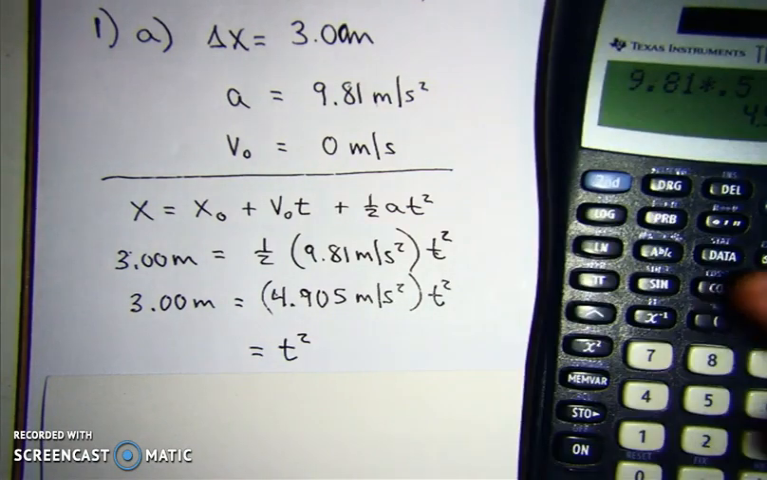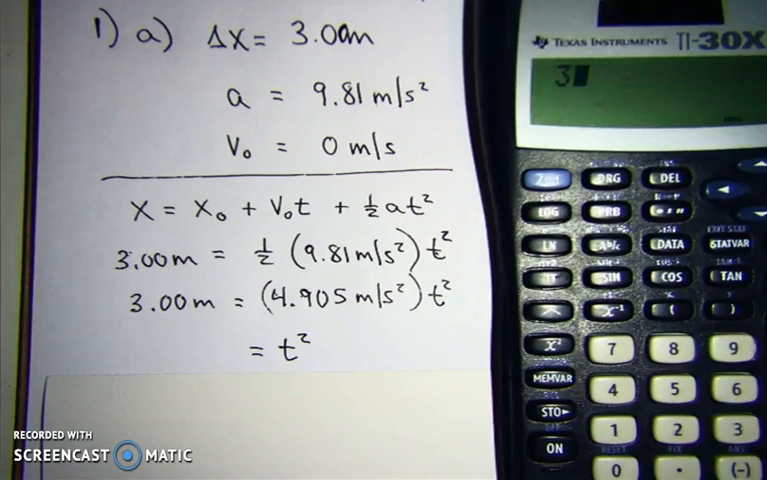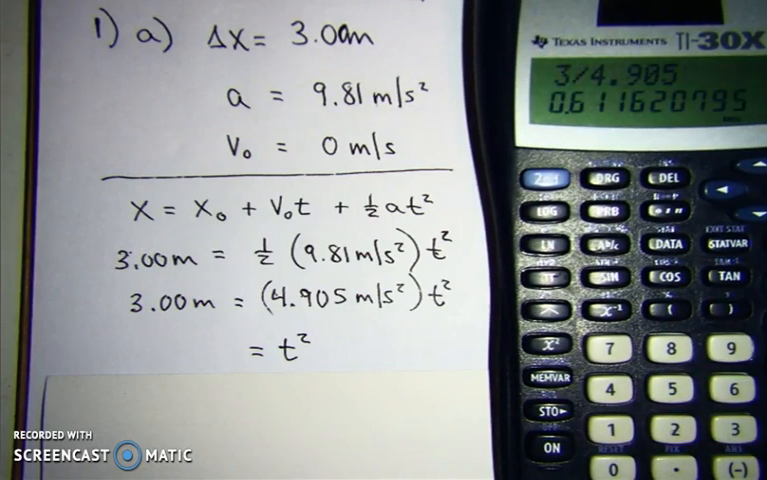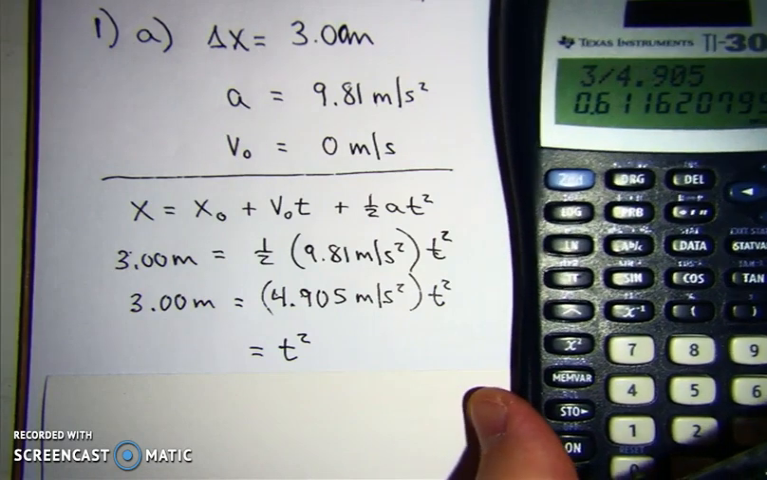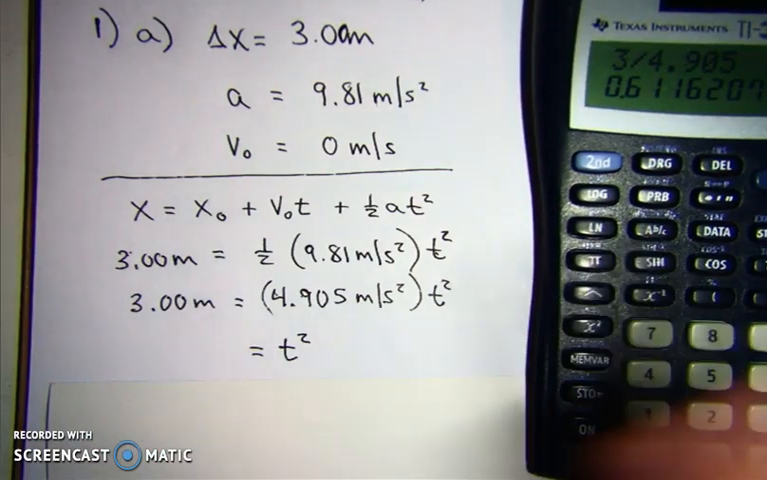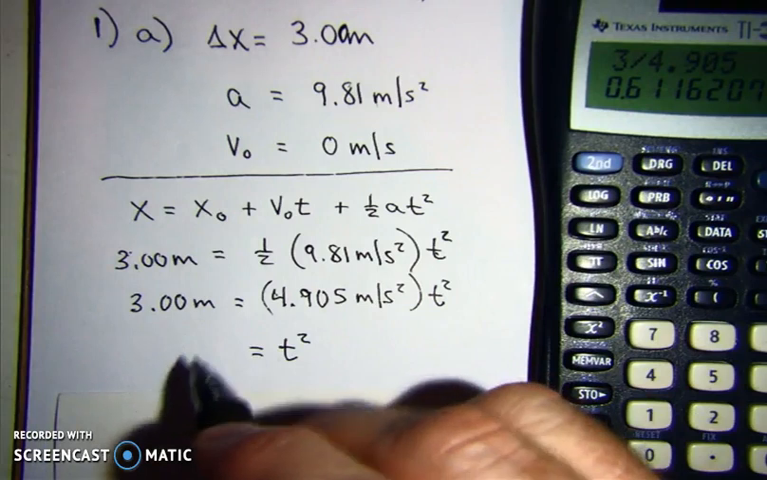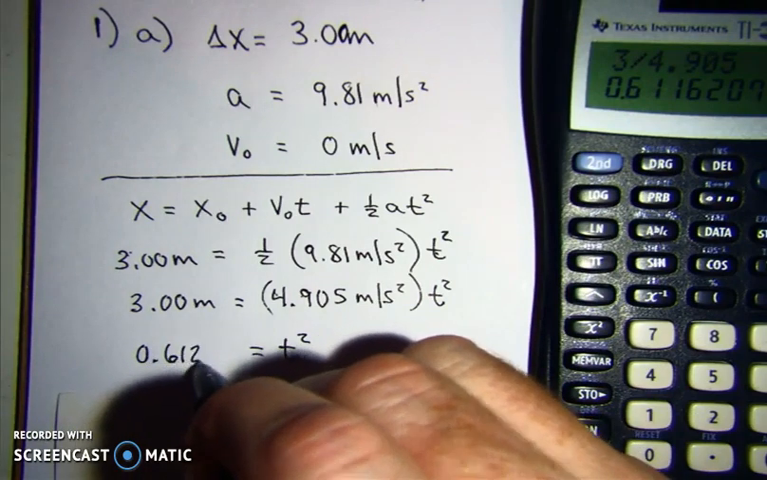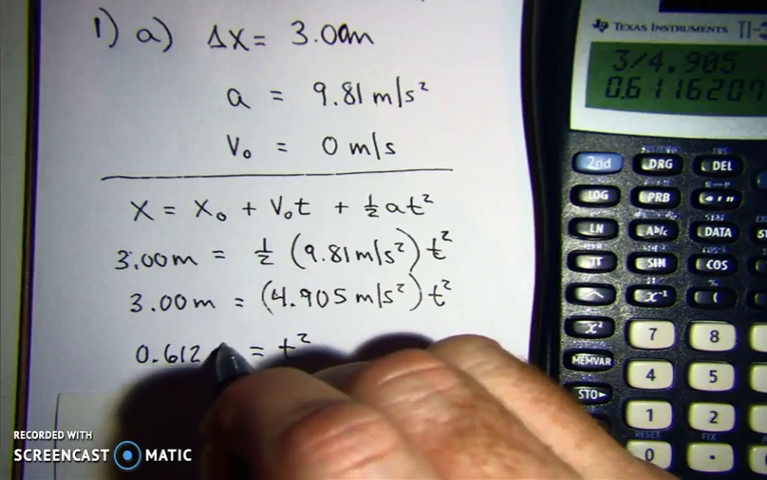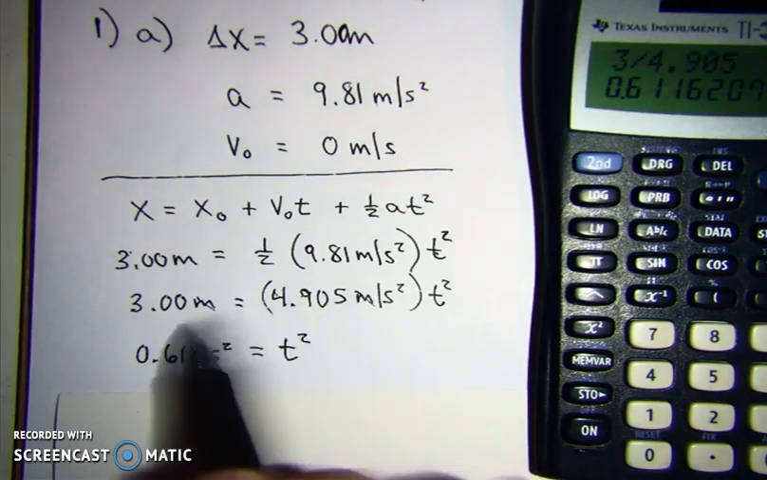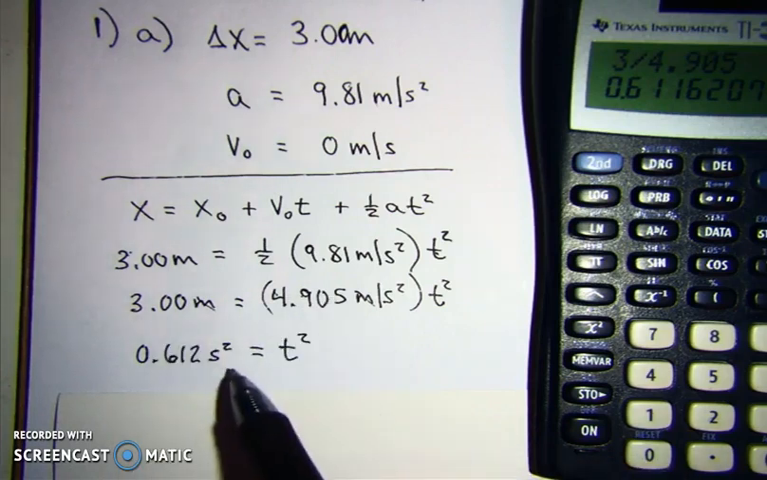So if you take 3 divided by 4.905, you end up with 0.6116. Since we have 3 sig figs to start the problem with, we'll just keep 3 sig figs of 0.612, and we'll end up with seconds squared. Remember, when we divide, meters will cancel out. So we'll just be left with seconds squared.